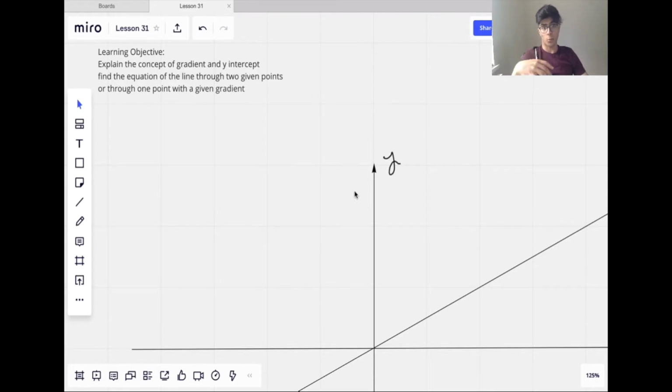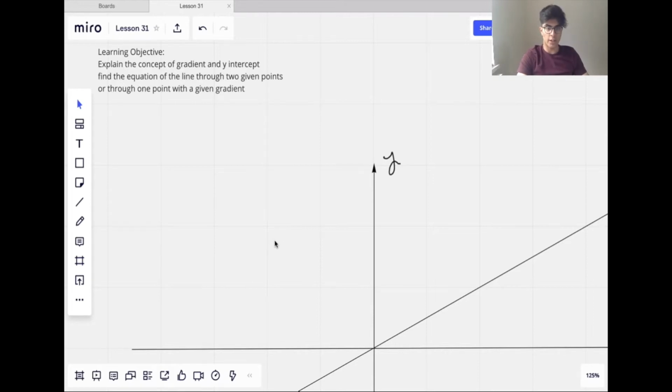There's a couple of worked examples here. The first one is about solving this question about the equation of a line through two given points, and the second one is finding out the equation of a line through 1 point and a given gradient.